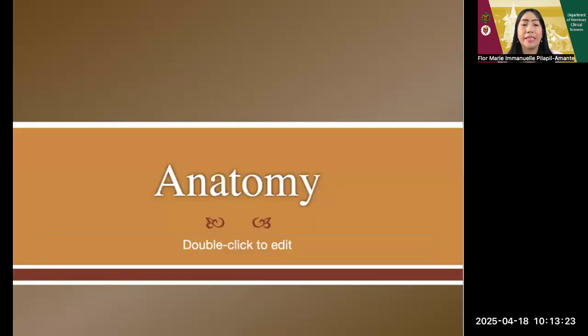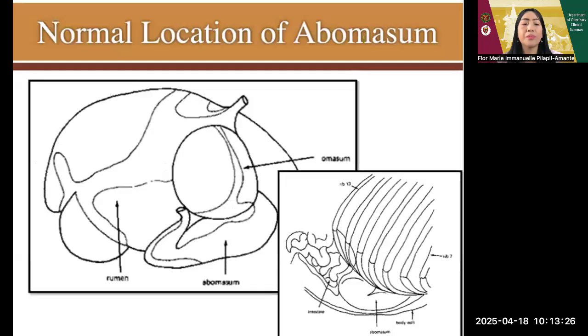Let's review some relevant anatomy. The normal position of the abomasum is at the middle, below the omasum, and extending towards the right side.